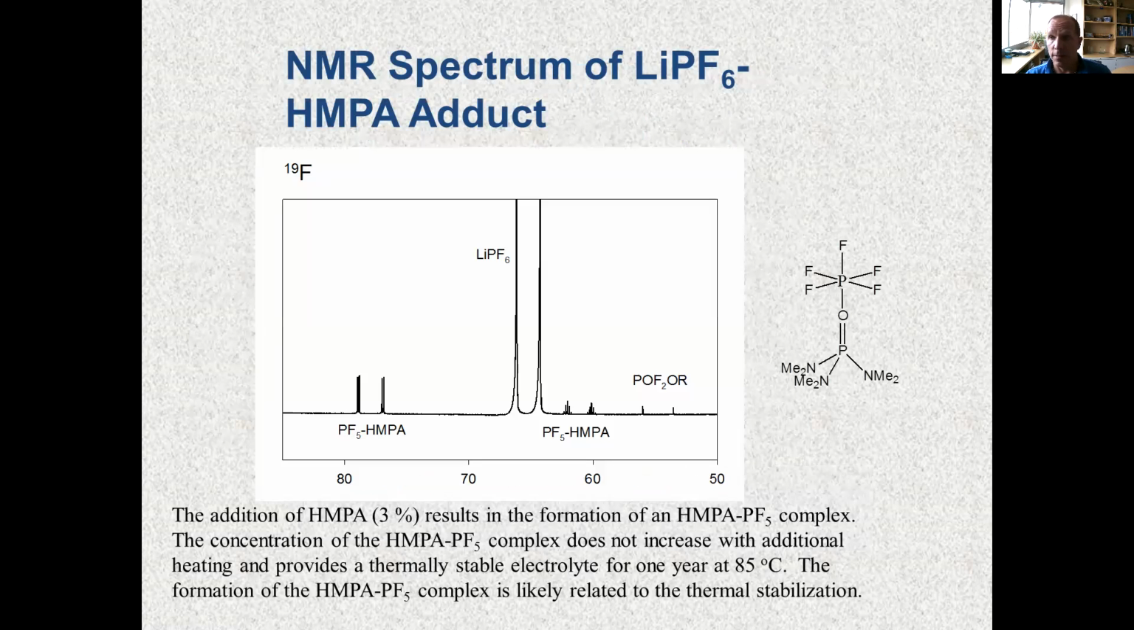We can observe that the reason we see this increased thermal stability is that we generate a HMPA, hexamethylphosphoramide, complex with PF5, which is observed by both phosphorus and fluorine NMR spectroscopy. And the presence of this HMPA-PF5 complex inhibits the reaction of the PF5 with the Lewis basic carbonate solvents. And so it inhibits this decomposition reaction and therefore stabilizes the electrolyte.